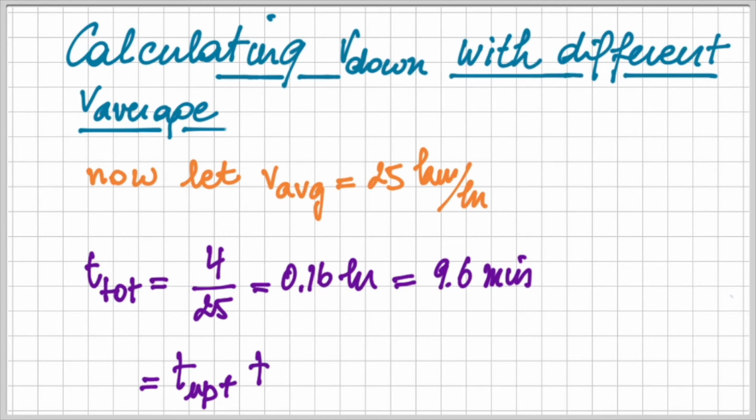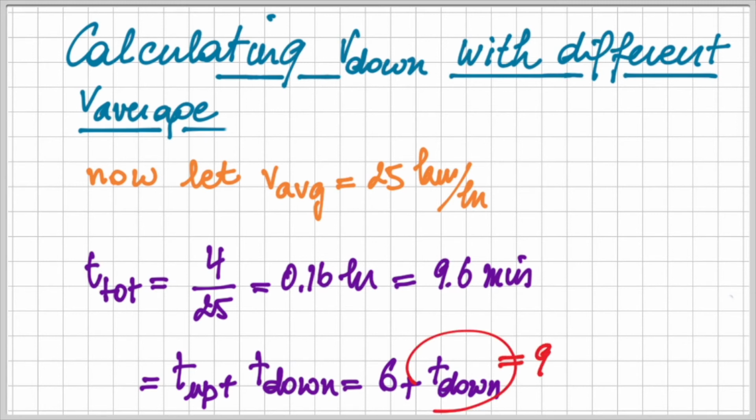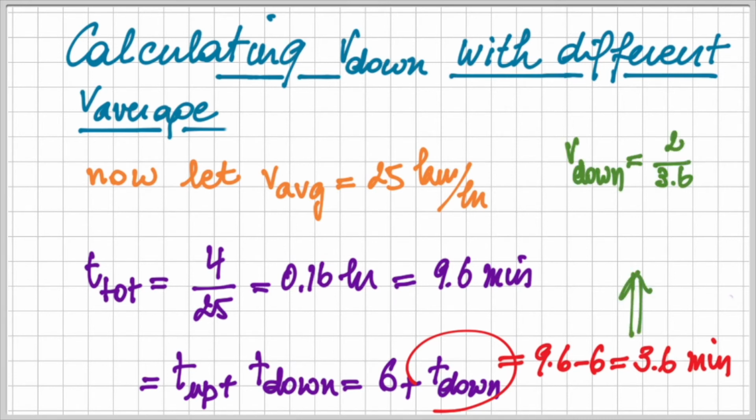We can say that T up plus T down is equal to 9.6 minutes, and T up is 6 minutes. T down we can calculate now because we have 9.6 minus 6 is 3.6 minutes, so we still have 3.6 minutes to go downhill. And from this, I can say that V down is 2 divided by 3.6 divided by 60 hours, and we find about 33.3 kilometers per hour.